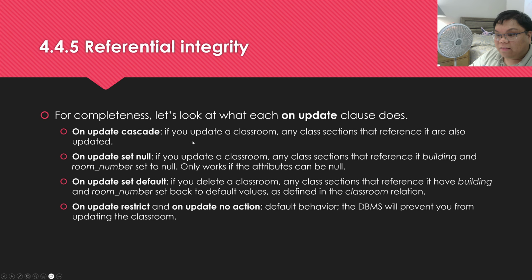On update cascade: if you update a classroom, any class sections that reference it are also updated. On update set null: if you update a classroom, any sections that reference it have building and room numbers set to null. On update set default: if you update a classroom, that should say update, not delete, any class sections that reference it have building and room numbers set back to default values. And on update no action, that is the default behavior. The DBMS will just prevent you from updating the classroom.